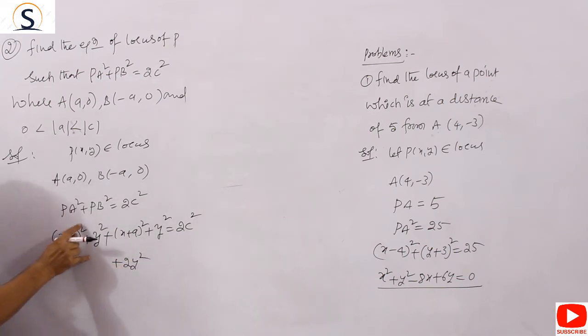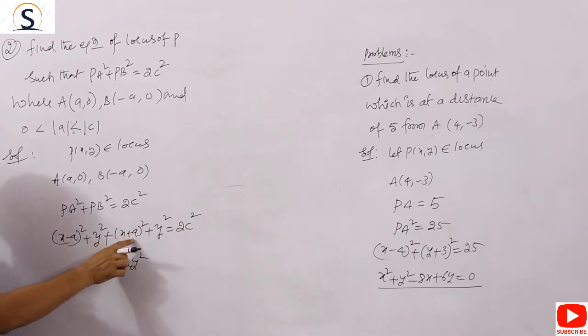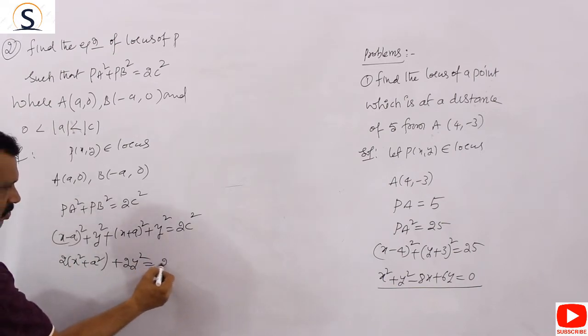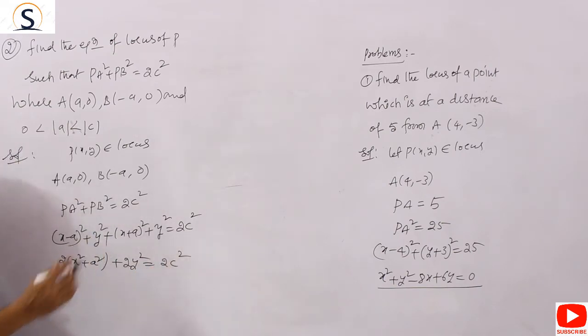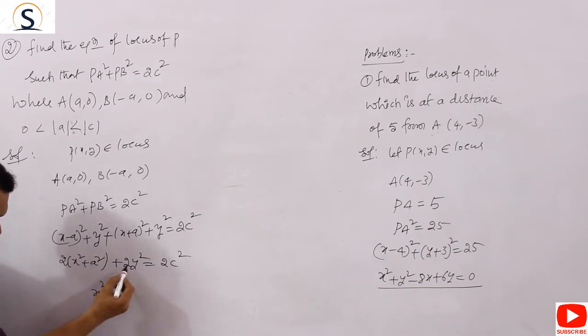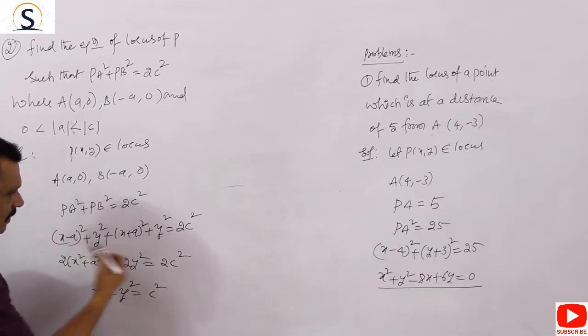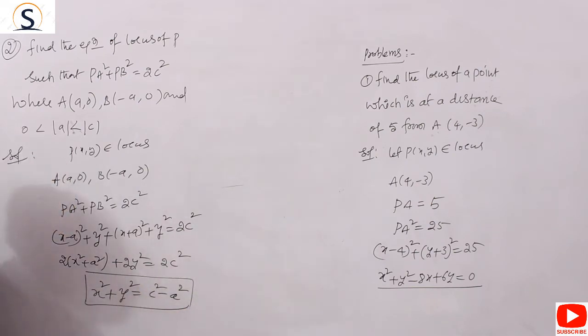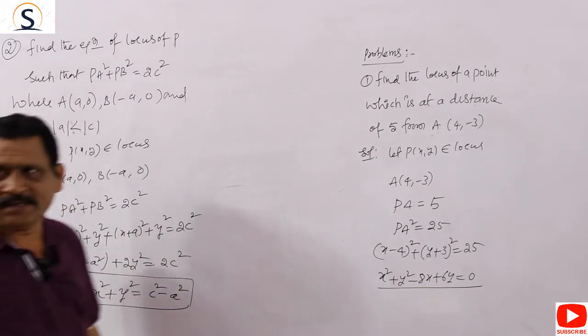You know A minus B whole square plus A plus B whole square: you get minus 2AB here plus 2AB, both are cancelled. A square plus A square, 2 into A square. This is 2 into (A square plus B square) is equal to 2C square. But 2 is common, so I will divide by 2. Then the equation becomes x square plus y square is equal to C square minus A square. This is the locus of the point P.